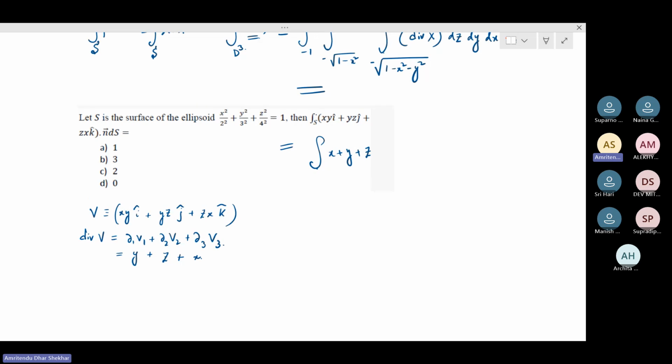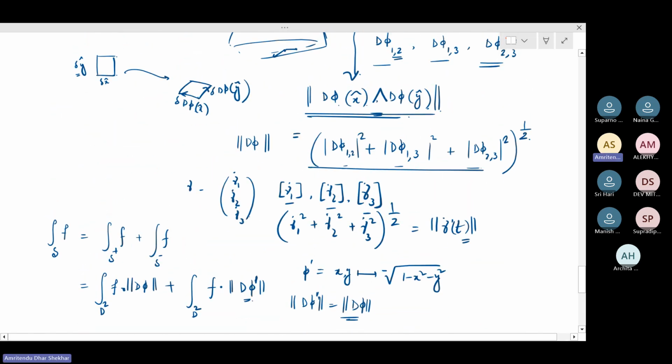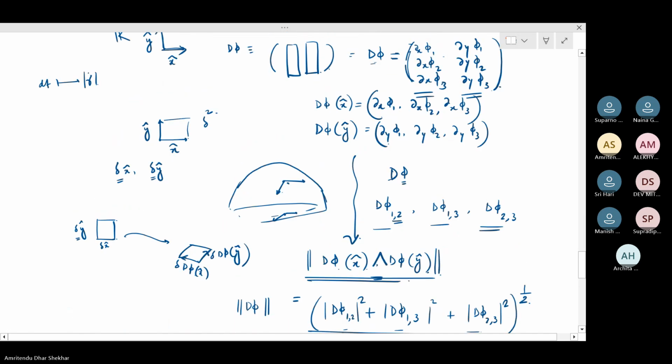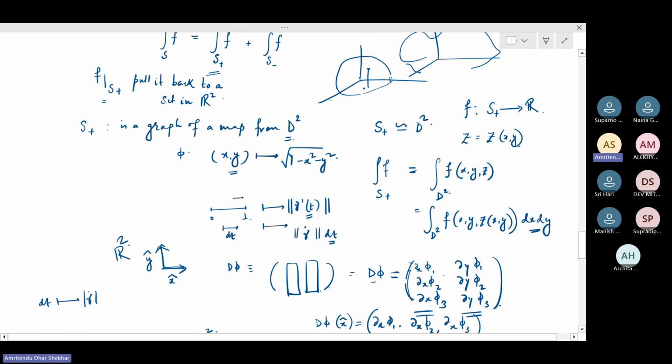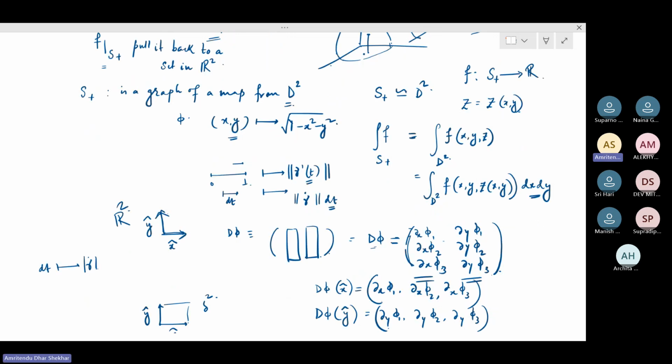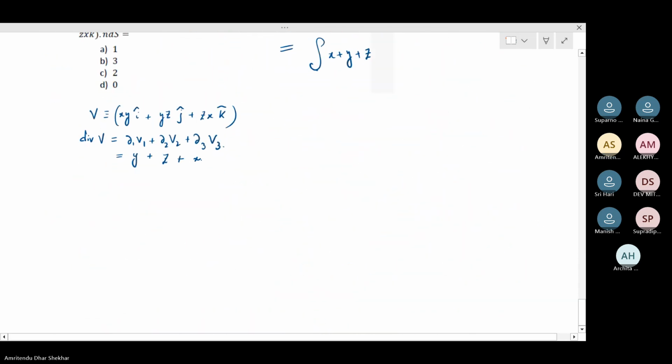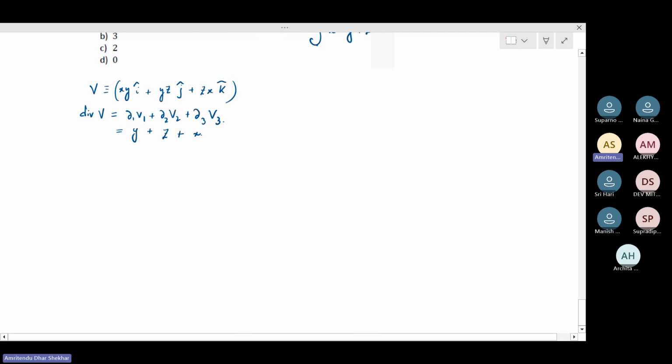Now, I just want to mention one thing, which is that this is a purely computational thing: the way in which you define this parameterization actually decides how easy or difficult it is going to be for you to solve this integral.